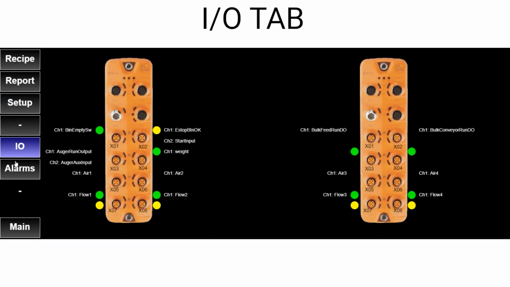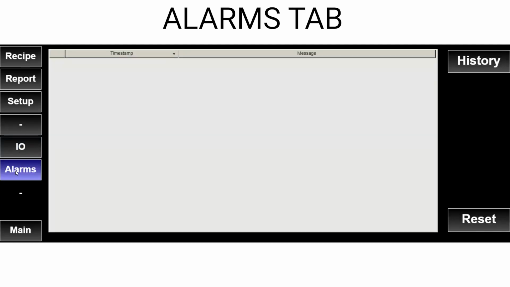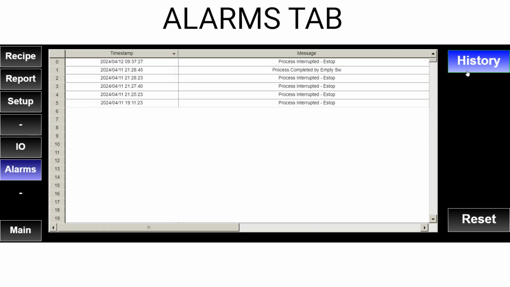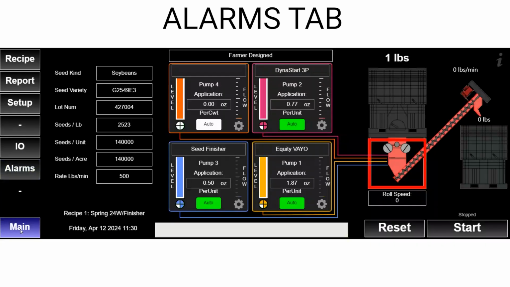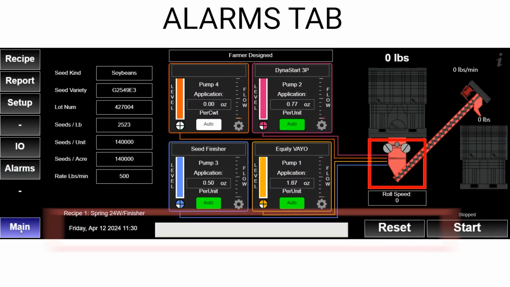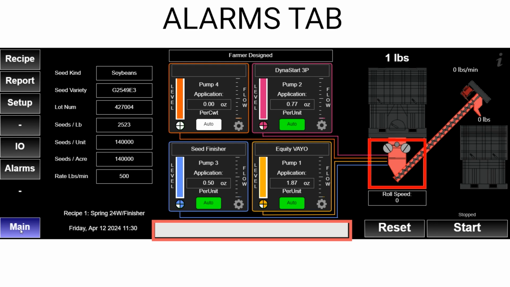If for any reason you have an issue with your machine and do need to contact support, the I/O screen is simply there to help me in diagnostics. On the alarm screen, we can see history or current active alarms. Say for instance a pump runs out of chemical. On the main screen at the bottom, you will see the white box. The white box will show the most recent error.